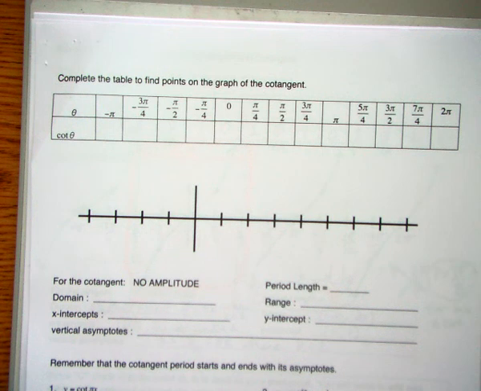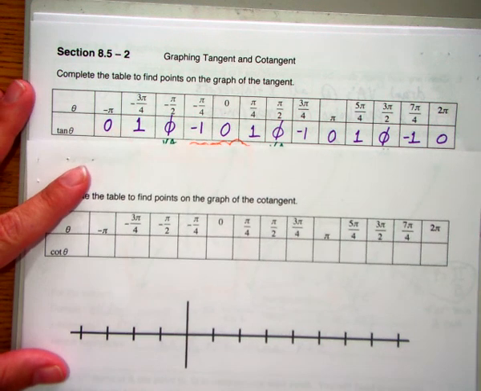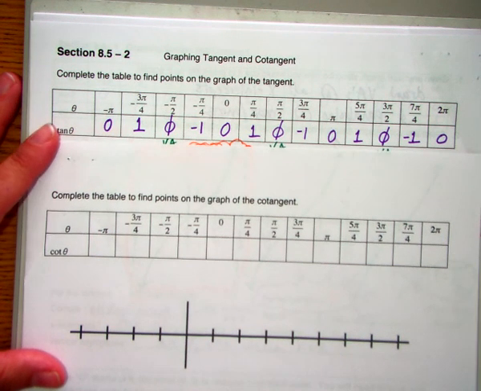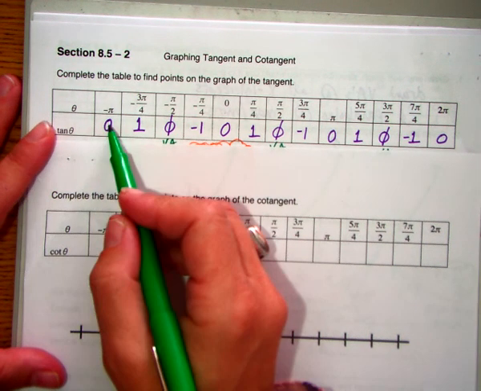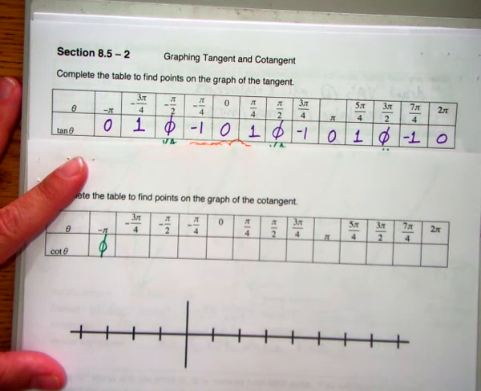All right, let's see how this works. All right, so for cotangent, again, it's just going to be the reciprocals of tangent. So if you look back at your tangent ones, we're just going to do the reciprocals of them. Okay? So that first one, the reciprocal of 0 would be undefined.